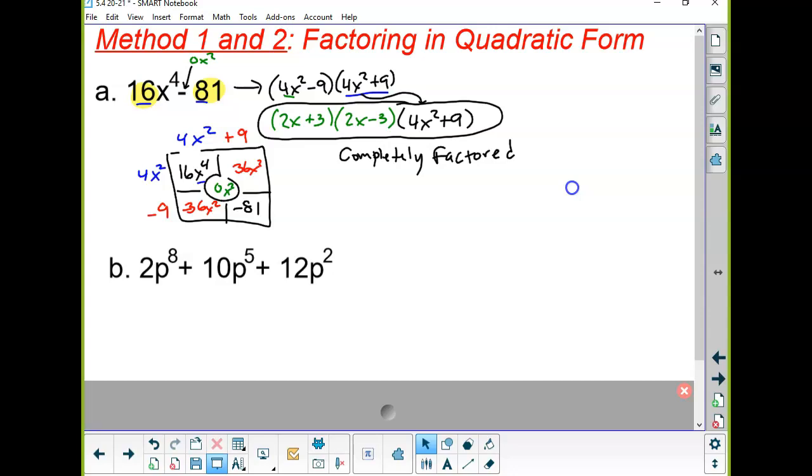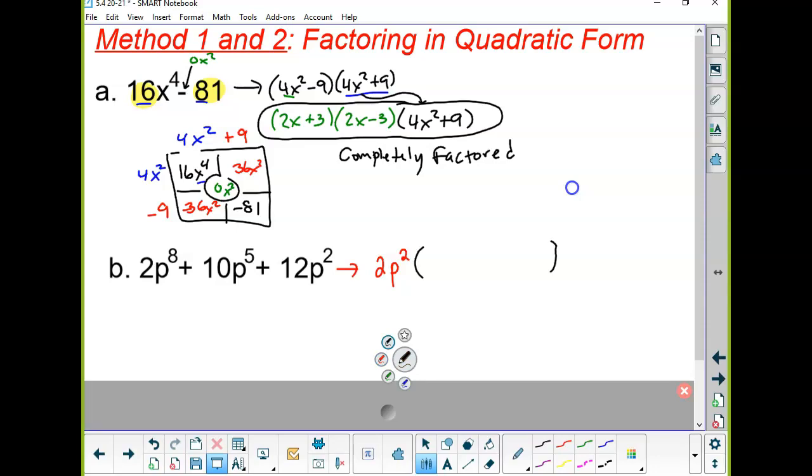Method 1 that we had said: pull out a common factor. Well, let's look at these three terms. What is the largest common factor that goes into all three of these? 2. Anything else? P squared. 2p squared. See how everyone has a 2 and everyone has at least a p squared. So what we're going to do first is factor out a common term, which is 2p squared. Now that doesn't go away. It's still part of the problem.